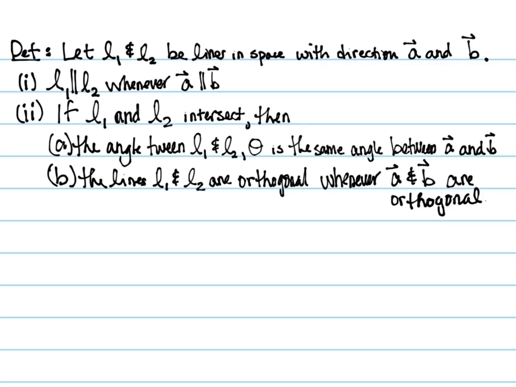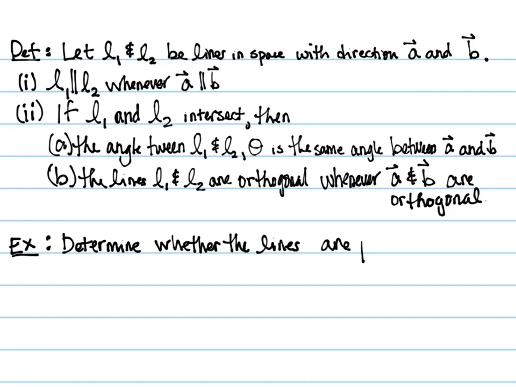So that's kind of friendly. We can take what we know about vectors and apply them to lines in terms of finding out if things are parallel or orthogonal. It all hinges back on the vectors that are associated with them. So for example, on this one we're going to determine whether the lines are parallel, skew, or intersecting.